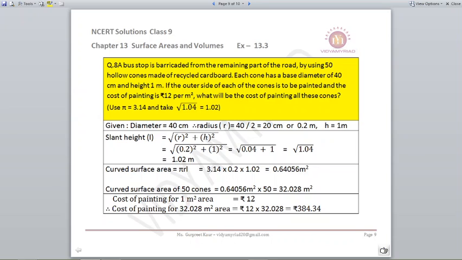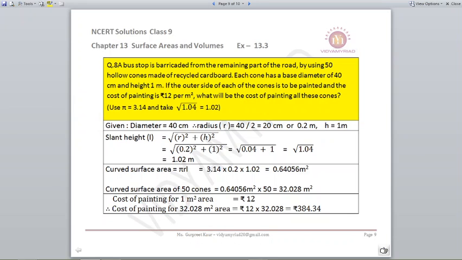Now here in this question you are already told the values. You need to take pi as 3.14 and the square root of 1.04 you will be taking as 1.02. So in this question you are given the diameter 40 centimeters. So we need the radius, divided by 2. It comes to 20 centimeters.